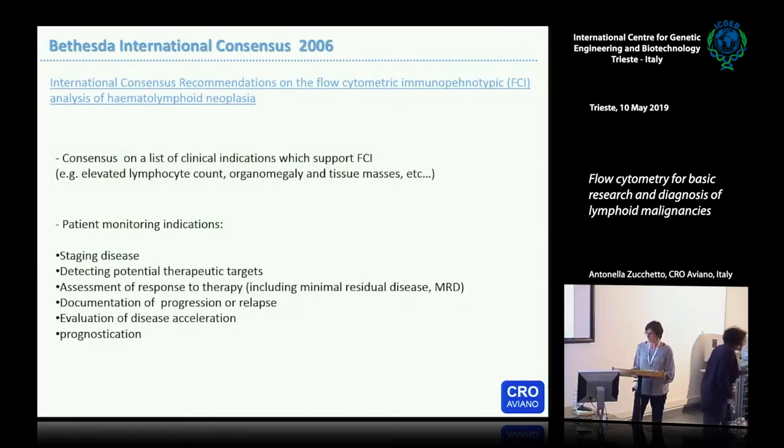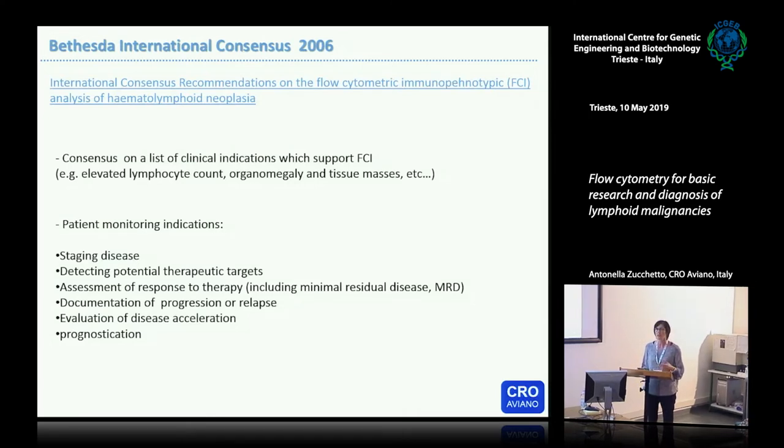And another important milestone is represented by the congress that took place in Bethesda in 2006. Here there was an international consensus recommendation on the flow cytometry immunophenotypic analysis of hematological neoplasia. The consensus was on a list of clinical indications to support the use of flow cytometry, for example, in the case of elevated lymphocyte count, organomegaly and tissue masses, and then indications for patient monitoring, for example, for the staging of the disease, documentation of progression, relapse, prognosticator, and so on.